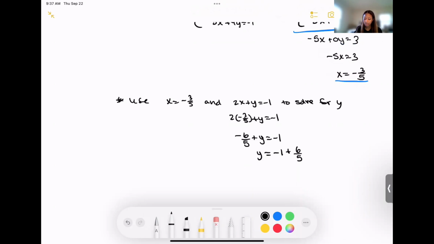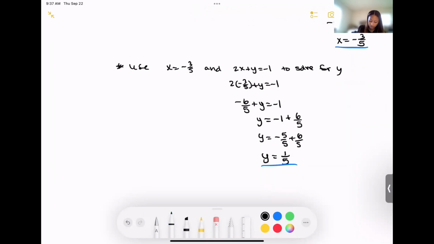Gotta make sure I still believe myself. I still believe me. All right, then we have to find a common denominator here. We can write the -1 as a -5/5. So this is -5/5 plus 6/5, which finally would give us a positive 1/5 for y. So finally, putting these two parts together, our solution to this system would be the fraction -3/5, comma 1/5.